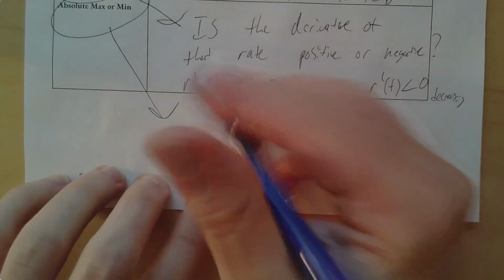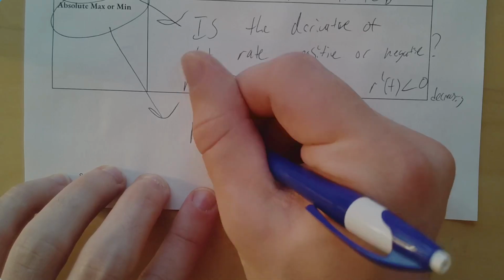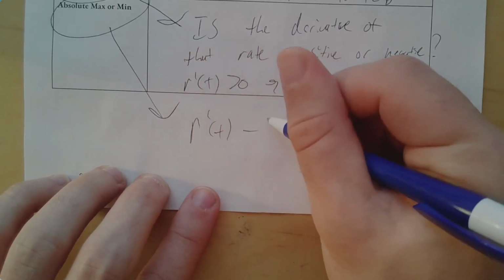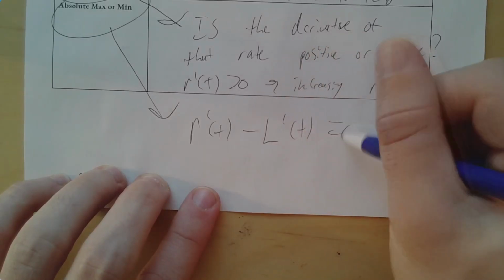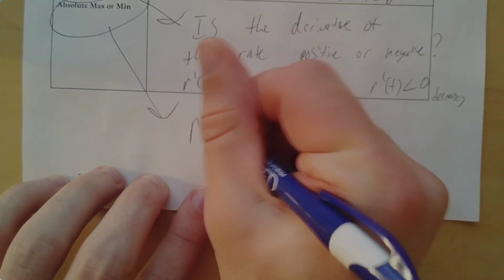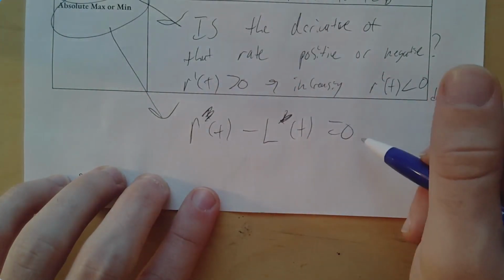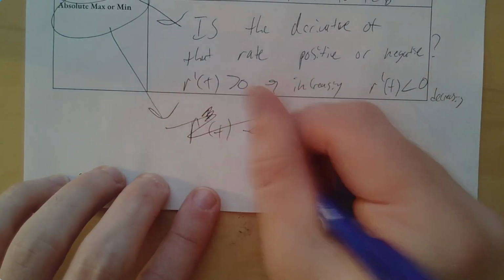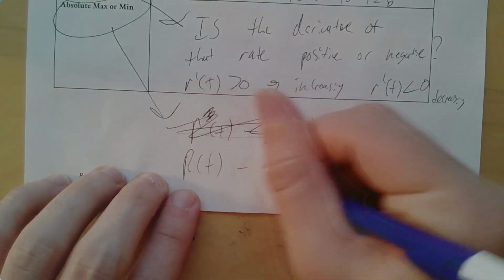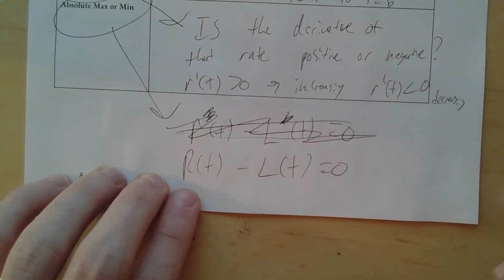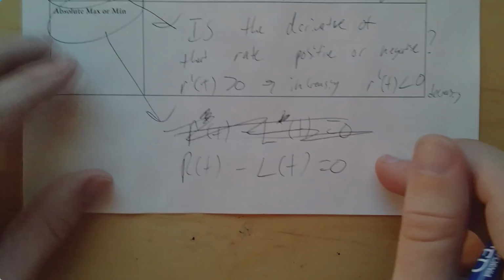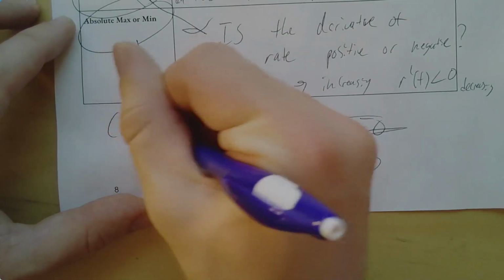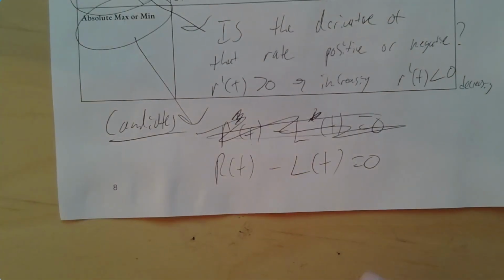Absolute max or min. This is where you set the rate in minus the rate out equal to 0. You want to find where the amount coming in, let me rewrite that so I don't confuse anybody, the rate in minus the rate out equals 0. When you find that, that is how you find your candidates. This is the candidates test. That's how you get some of the candidates. Okay? And I'm about to do the candidates test in a bit, so don't freak out.